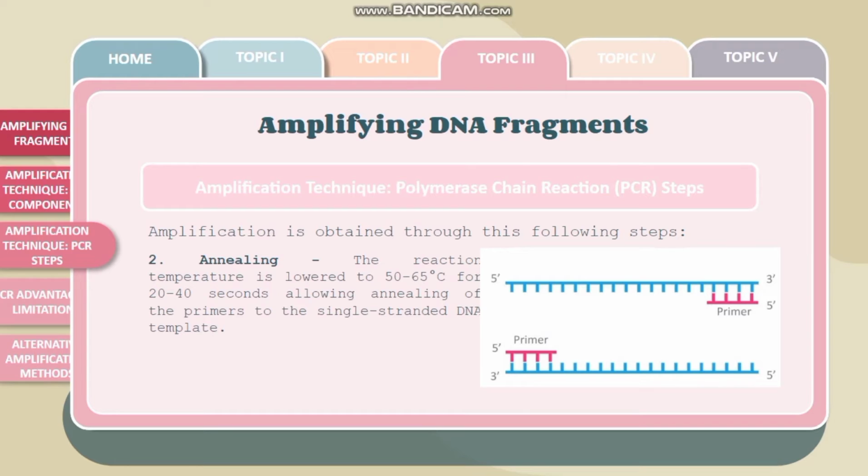The next step is the annealing step. This is the next stage of the PCR process. In this step, primers anneal or bind at complementary sequences of the denatured DNA strands. The reaction temperature is lowered to 50 to 65 degrees Celsius for 20 to 40 seconds, allowing annealing of the primers to the single-stranded DNA template.